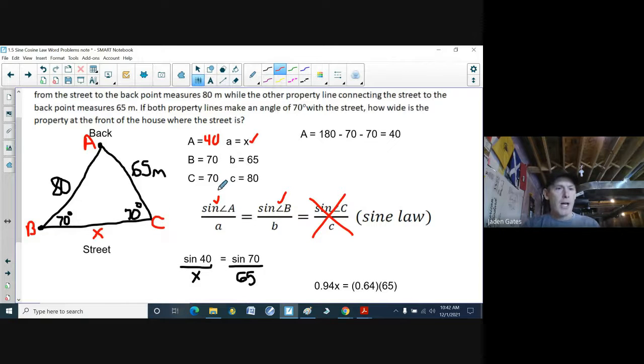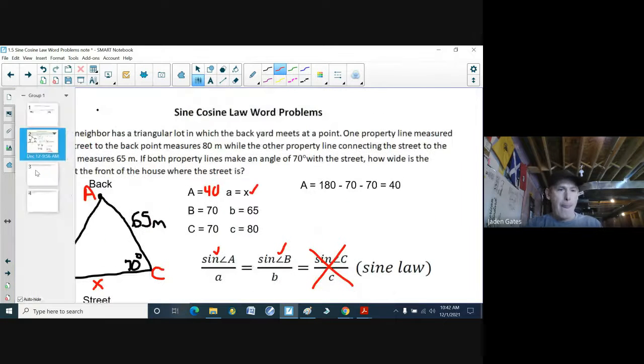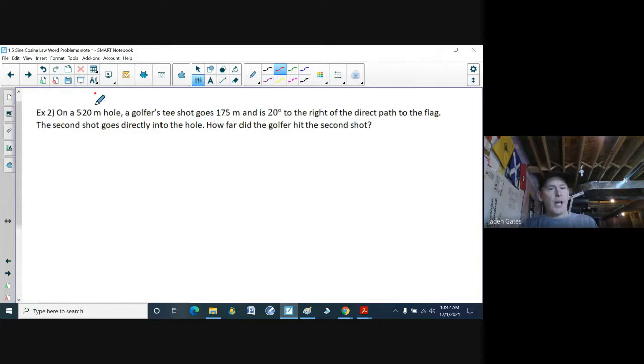All right, let's try another one here. So it says, example 2, on a 520 meter hole. That's how they measure holes sometimes in Europe, not in the US and Canada. It's always yards, but we're Canadian, so we'll go with meters. A golfer's tee shot goes 175 meters and is 20 degrees right of the direct path to the flag. Okay. The second shot goes directly into the hole. How far did the golfer hit the second shot?